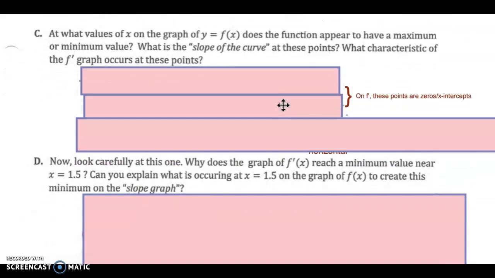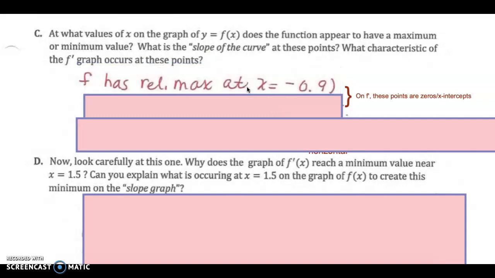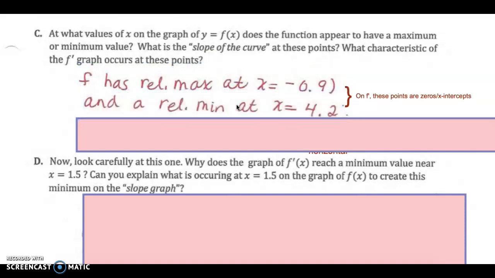All right, then it asks, at what values of x on the graph of y equals f of x does the function appear to have a max or min value? What does the slope of the curve look like at these points? And what are the characteristics of f prime? So, let's see. We've talked about the max and min. It has a relative max, we said, at -0.9, and a relative min at 4.2.